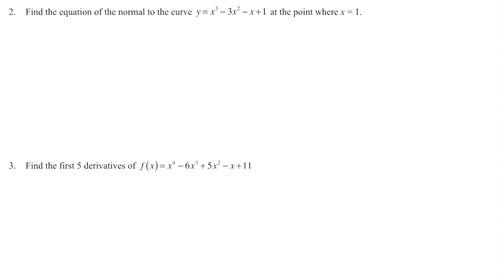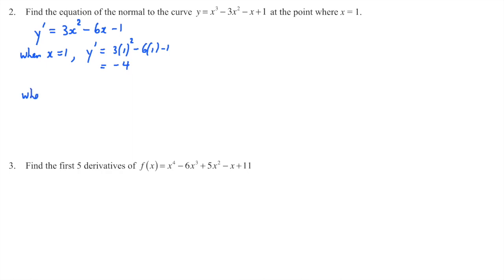Question 2 says find the equation of the normal. Well, we've been given what y is equal to. I want to find the derivative. So the derivative is equal to, looking at the x cubed, derivative of x cubed becomes 3x squared. The derivative of minus 3x squared becomes minus 6x minus 1. So when x equals 1, the derivative is 3 lots of 1 squared minus 6 lots of 1, take 1, which will give minus 4.